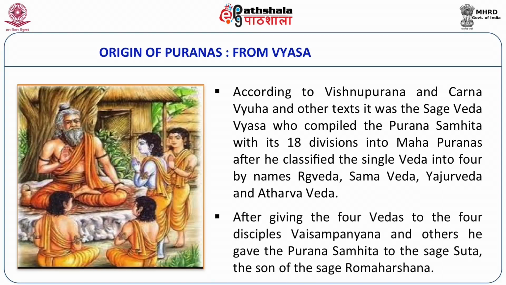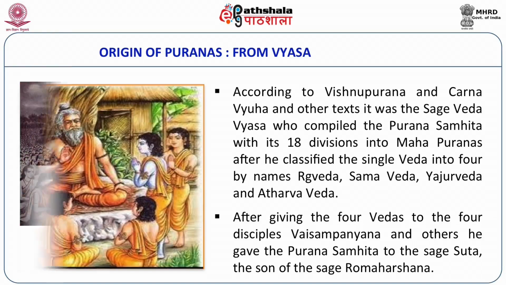When he divided the Veda into four as Rig Veda, Samaveda, Yajurveda and Atharvaveda, he invited his disciples Vaishampayana and others, and he handed over those texts to them. And the fifth one, Purana Samhita, which was compiled by Vedavyasa, was handed over to another Sishya known as Suta, who was the son of the sage Romaharshana.